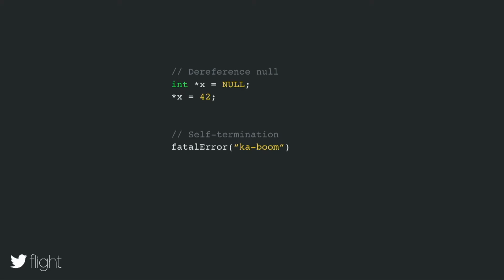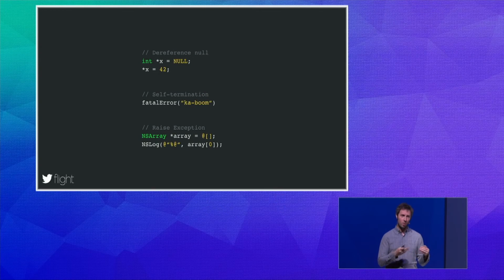Another one that I'm going to talk about is going to look real familiar to Objective-C developers. This is an exception. In this case, it's an array out of bounds. The reason why I bring this up is that technically speaking, this is not a crash. What's going to happen on that second line is the runtime is first going to search for an appropriate catch statement, and only if it cannot find one is it then going to execute abort, which means undefined instruction, CPU, kernel, crash.